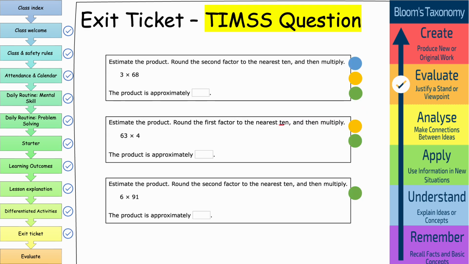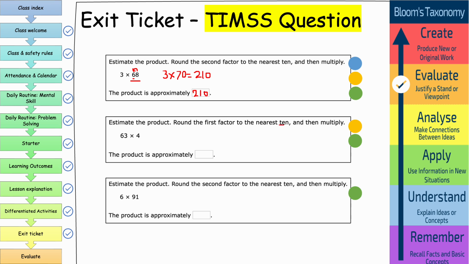This is our exit ticket, and this is the final activity for our lesson. Estimate the product. So round the second factor to the nearest 10 and then multiply. Where is the second factor? This is the second factor. Round it to the nearest 10. This is the 10. The 6 is the 10. So 8 will round it up. So it will be 3 times 70. Now let's find the answer. 3 times 7 is 21, and 1 zero is left in the equation, so 210. The product is approximately 210.